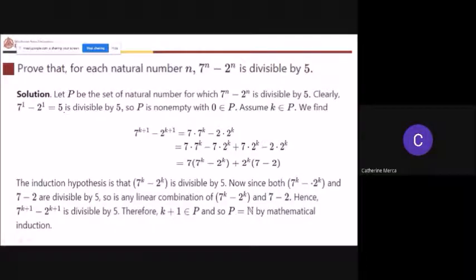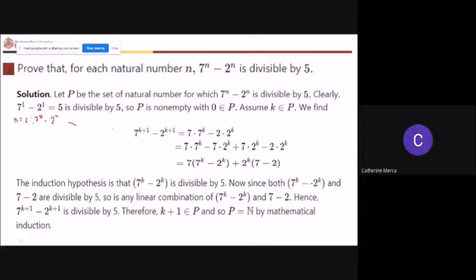When n is equal to 2, what will you have? 7 squared, when n equals 2, you will have 7 squared minus 2. Oops. Minus 2. Ano yan? Sorry. 7 squared minus 2 squared.